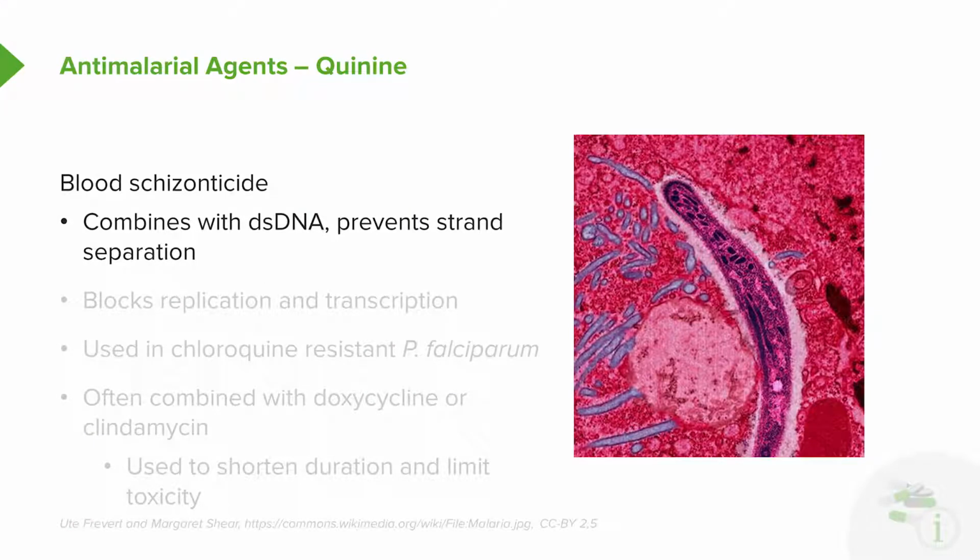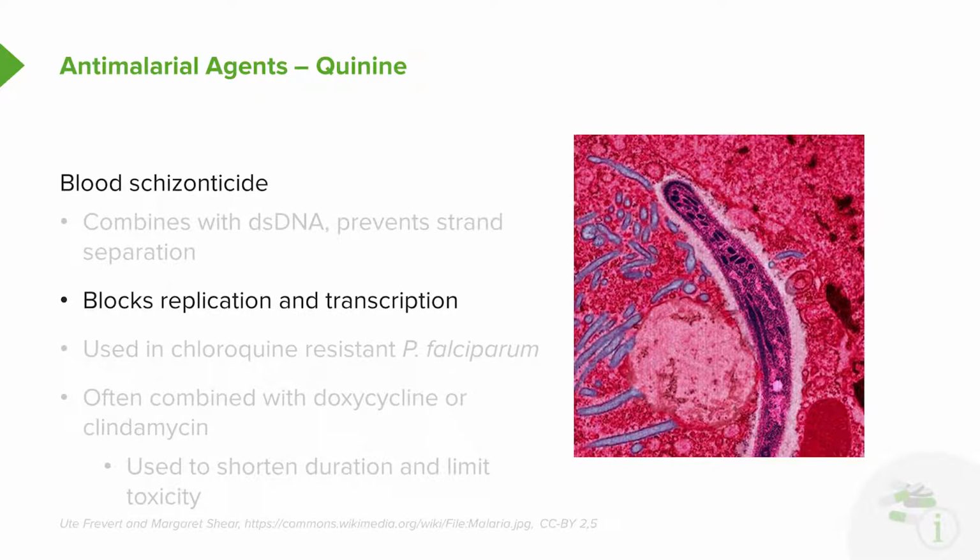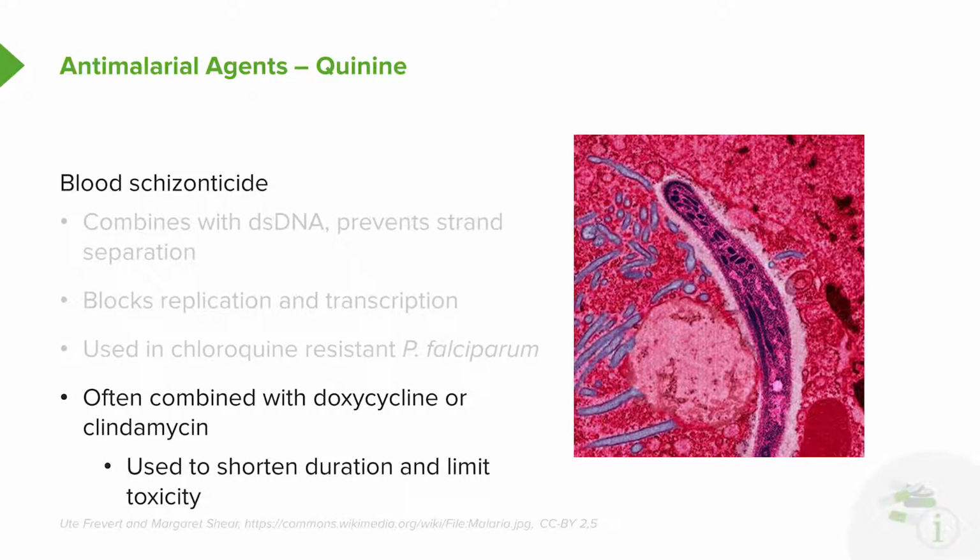Another agent that has commonly been used to treat malaria is quinine. In fact, it's the oldest of the agents. It combines with double-stranded DNA and prevents the strand separation from occurring. That's how they work in the blood schizont. They block replication and transcription of DNA, and it's used in chloroquine-resistant Plasmodium falciparum infections as well. We're often combining this particular agent with doxycycline or clindamycin in order to shorten the duration of therapy and also limit the toxicity of all of the agents.